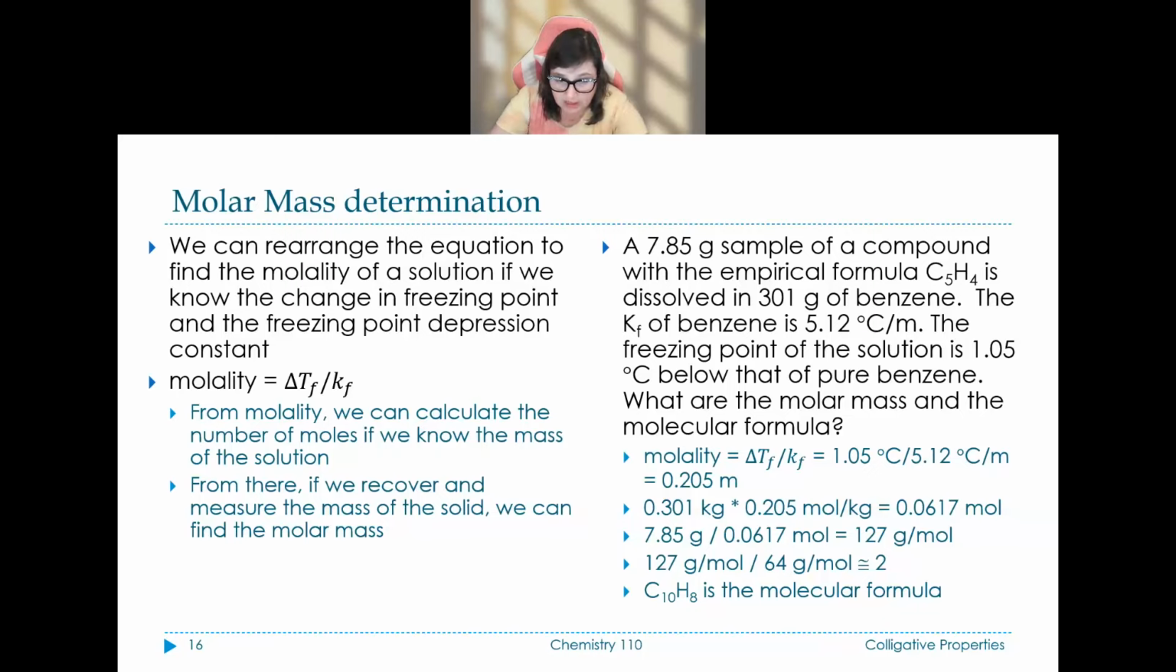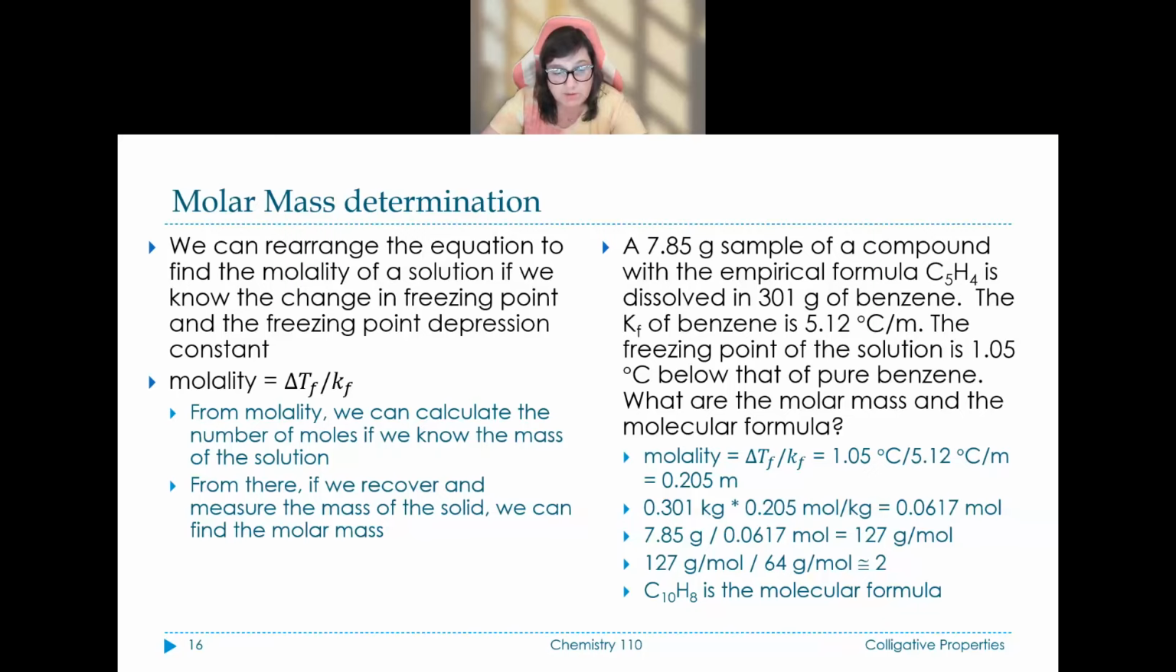I know that I had 301 grams of benzene, right? And I know that the molality is 0.205 mole per kilogram. So if I multiply by the number of kilograms, the 0.301 kilograms, then that's going to leave me with the number of moles, okay? And if I have that, that gives me 0.0617 moles of whatever this material is.